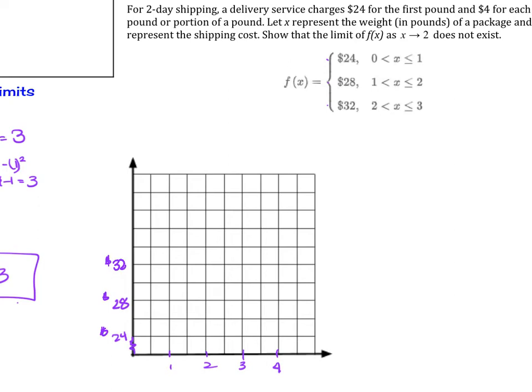Okay, so we know that it's $24 when x is between 0 and 1. So from 0 to 1, and it's solid at 1. Then we look here at $28. It is $28 when x is between 1 and 2. So 1 open circle, 2 solid. And the last one at $32, we know that is when it's between 2 and 3 here. So it looks like this.